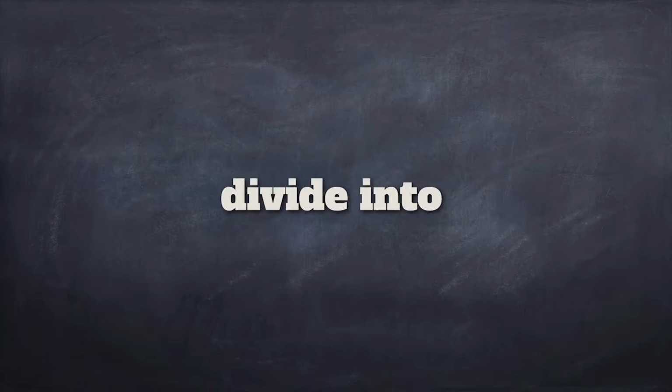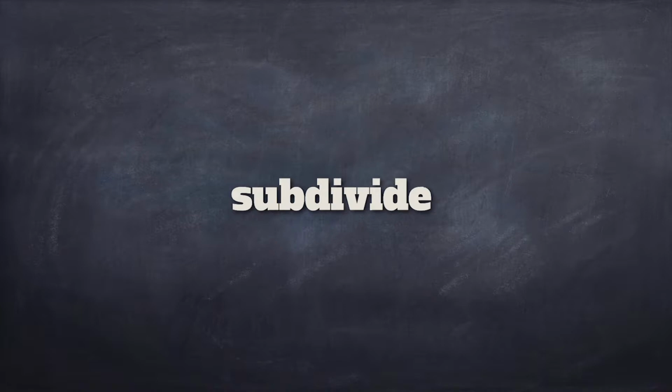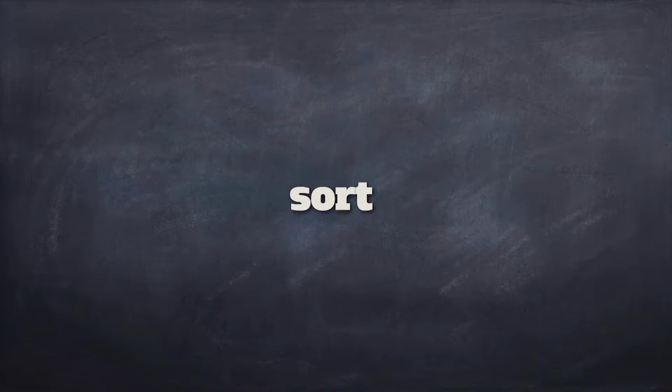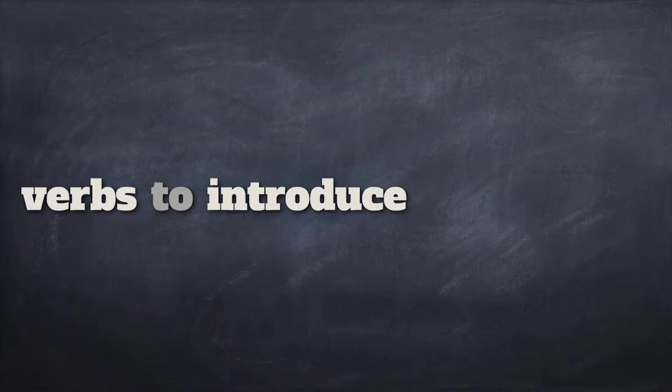There are many more verbs we can use instead of the previous. Take, for example, assort, divide into, subdivide, group, organize, and sort. All of them are verbs that will help us introduce a category or a set of categories.